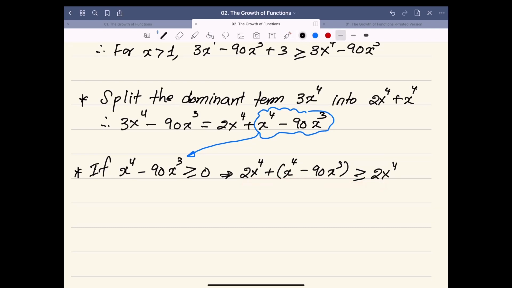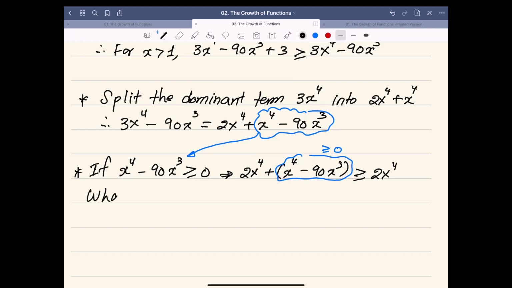Let us look now closely again at this relationship. And again, I will cloud also this part. Now, if this part is greater than or equal to 0, if this is positive, then definitely when you add it to this term, it will be greater than or equal to 2x raised to power 4. So to find the range of x that makes this part of the polynomial greater than or equal to 0, we need to solve this as an inequality. So we can say the following.